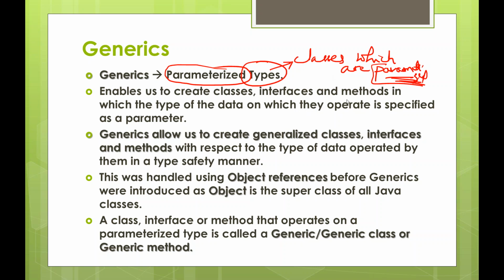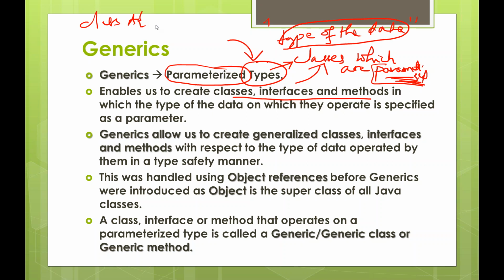So what does this help us in doing? It helps us in creating classes, interfaces, methods, and others, in which the type of data is passed as a parameter to the class. That is, the type of the data on which a particular class works or operates is passed as a parameter to the class itself.